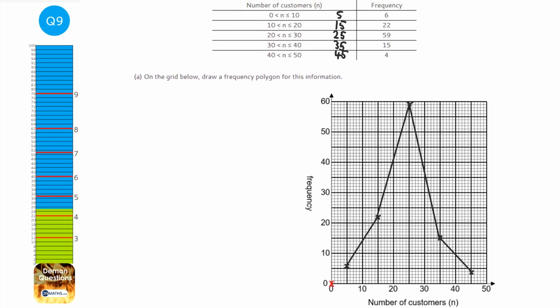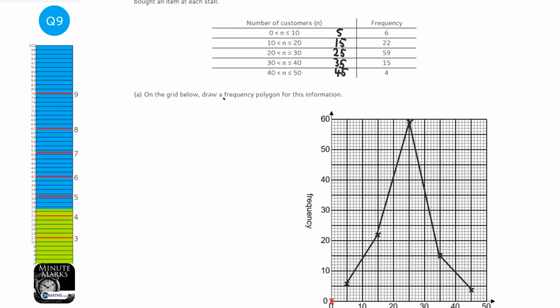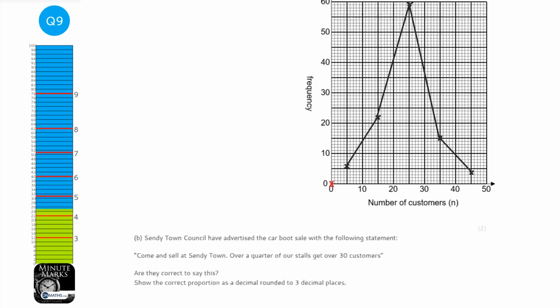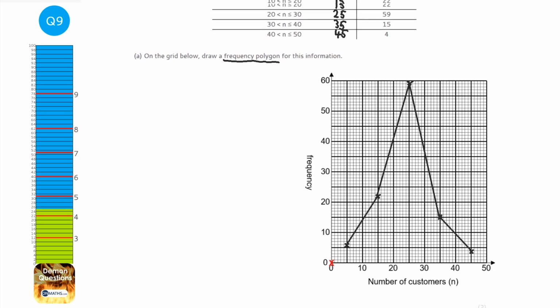That's not a good thing to do, so make sure you don't do that. Okay, and that's it. So midpoints, crosses, and then join them up with straight lines if you're asked for a frequency polygon. Alright, so it says that the town council is saying that over a quarter of the stores get over 30 customers. So we're going to see whether that's right.